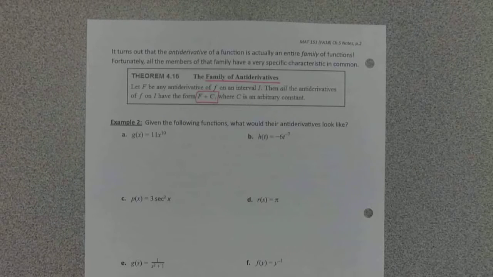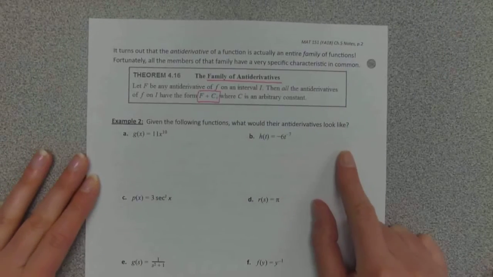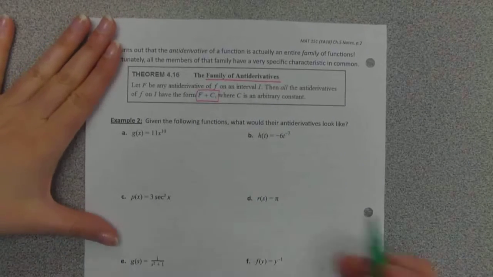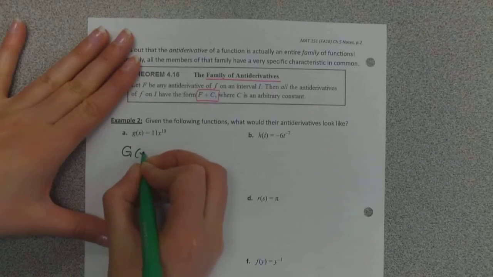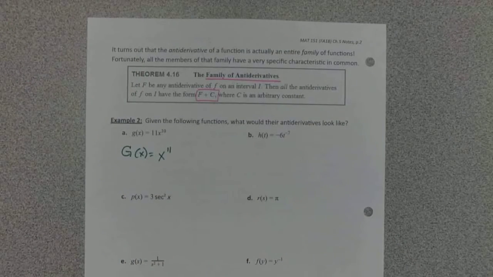Okay? Okay, so again, there's a bunch of functions here, and we're going to try to figure out what their antiderivatives are based on what we already know about what function gave you that as its derivative. So if you had little g of x equals 11x to the 10th, what function would have given you that 11x to the 10th? Yep, capital G of x is going to be x to the 11th, because if you take its derivative, you would pull the 11 down, subtract 1, and get 10, right?